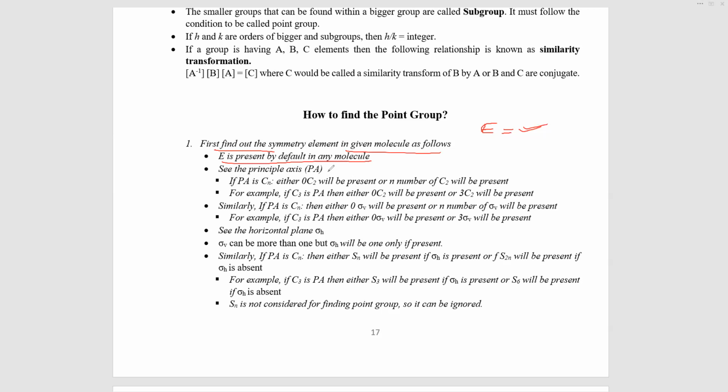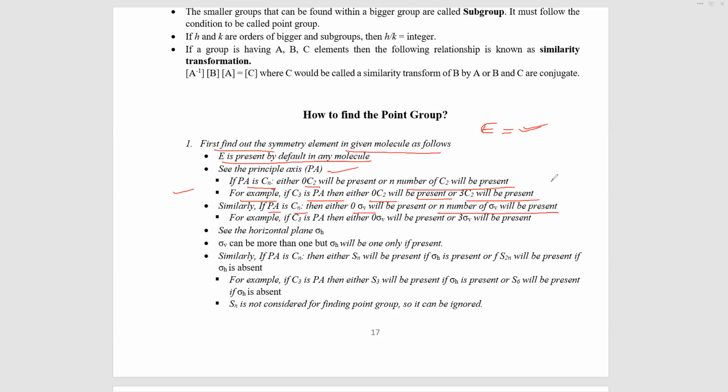Now we have to find out the principal axis. A principal axis is denoted Cn. Suppose we have found out that the principal axis is Cn. Then there may be zero C2 axes, meaning subsidiary axes, or n number of C2 axes will be present as subsidiary axes. For example, if C3 is the principal axis, then zero C2 will be present, or three C2 will be present. Similarly, if the principal axis is Cn, then zero sigma v will be present, or n number of sigma v will be present.